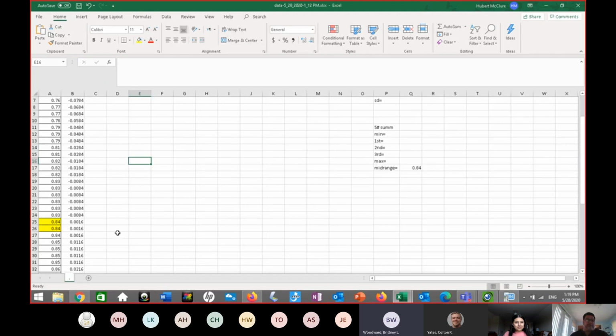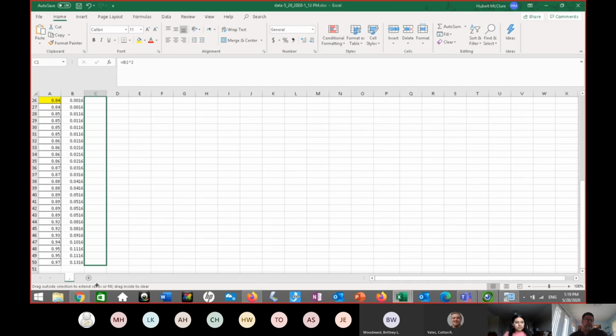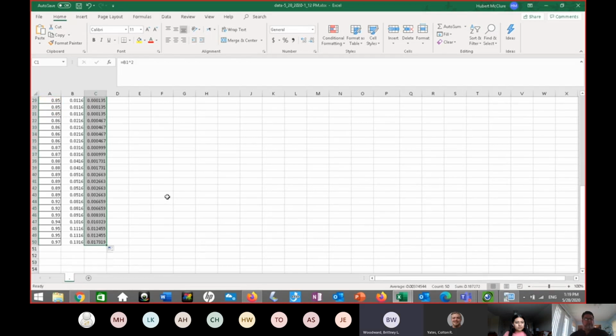So there's that, and now we've got to what? Square it. That equals that number raised to the 2nd power. Copy that down. Now, what do we do with all those? Some of y'all said that a while ago. What do we do with all those numbers? Sum them. Add them. So hit sum and hit enter.